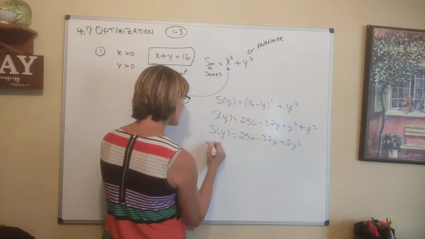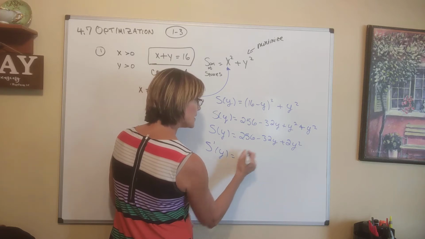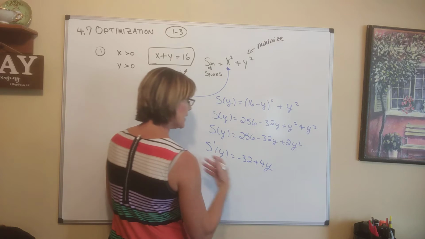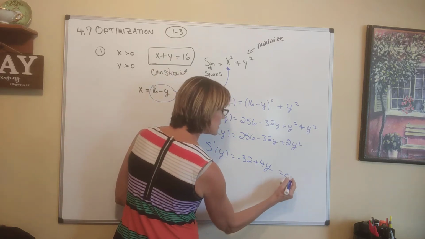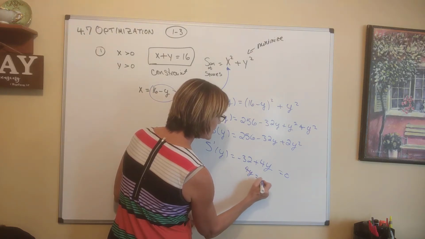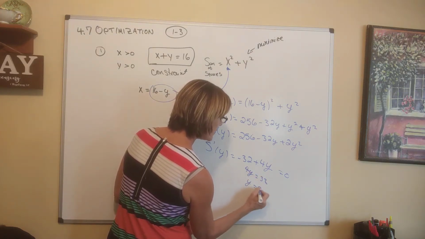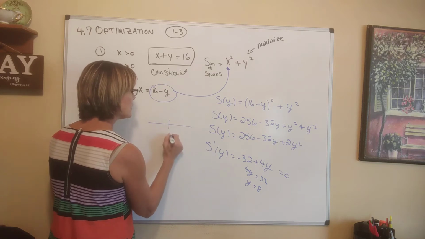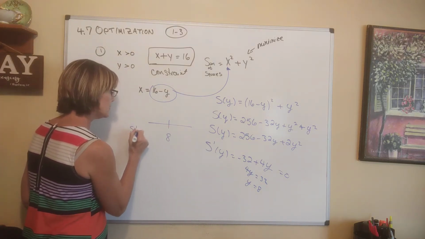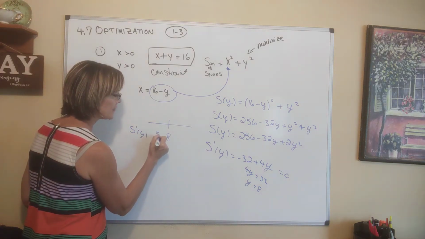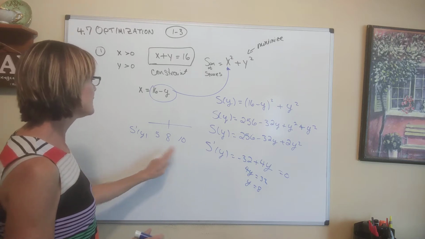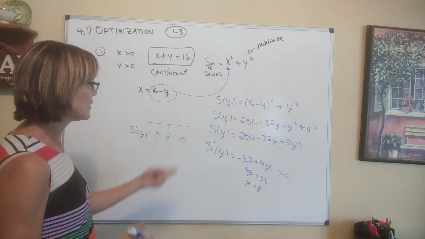Let's take the first derivative. That's going to be negative 32 plus 4y. When you set this equal to 0 and solve, you find critical values. So let's do that. 4y is 32, y is 8. Now let's do this little test. What happens around 8? We're going to plug some test values into the derivative. So I'm going to pick something like 5 and something like 10 here. And so, because these are both positive numbers, I'm going to let y be this and see what happens.